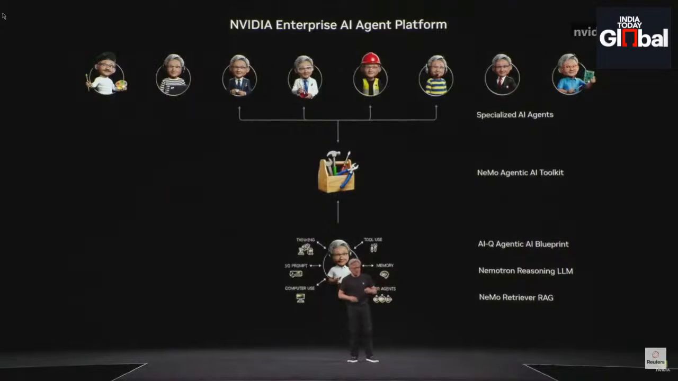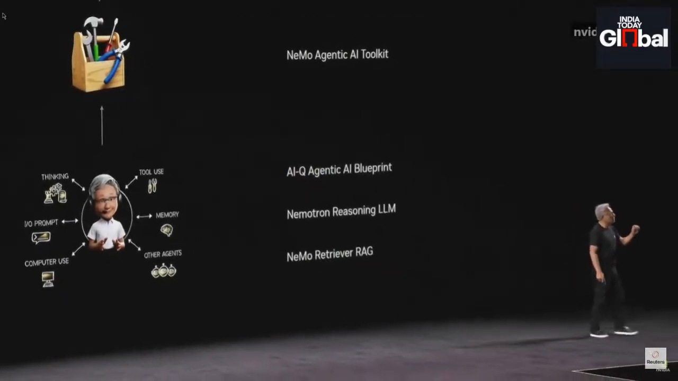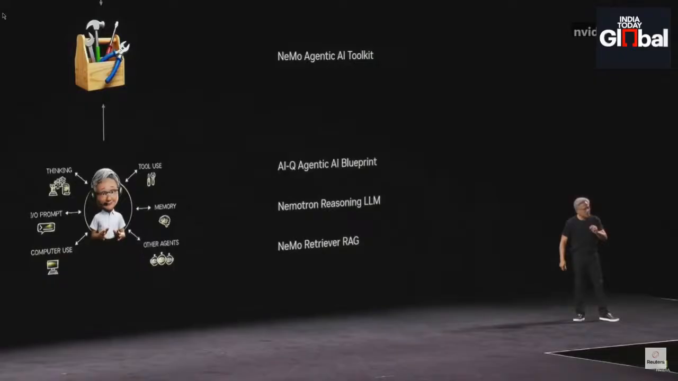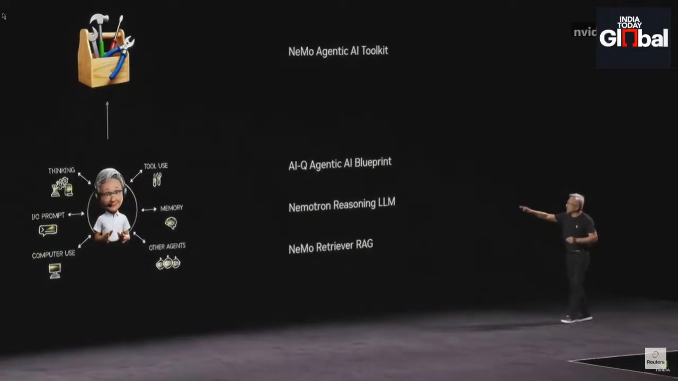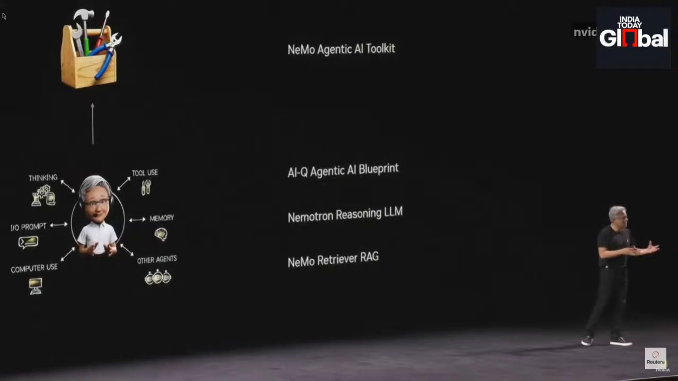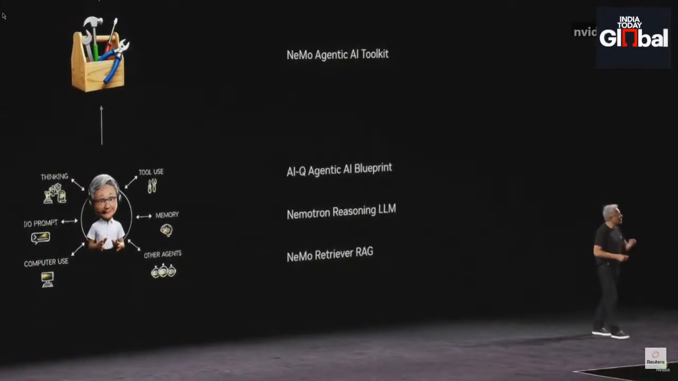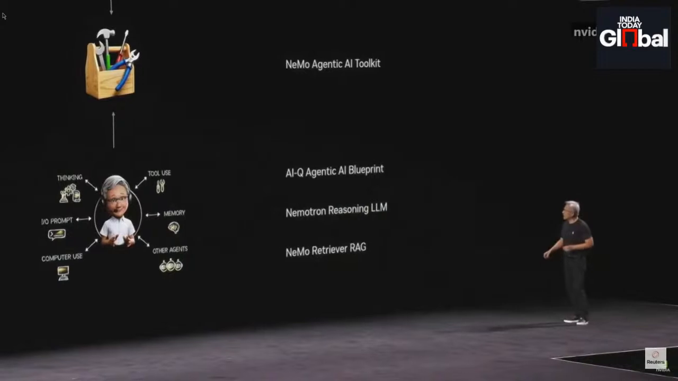It starts, on the very bottom, with the ability to have reasoning models that I spoke about. NVIDIA's Nemotron reasoning large language models are world-class. We have Nemo Retriever, which is a multimodal search engine, semantic search engine, incredible. And we built a blueprint, a demonstration that is operational, that is essentially a general agent. We call it AIQ.